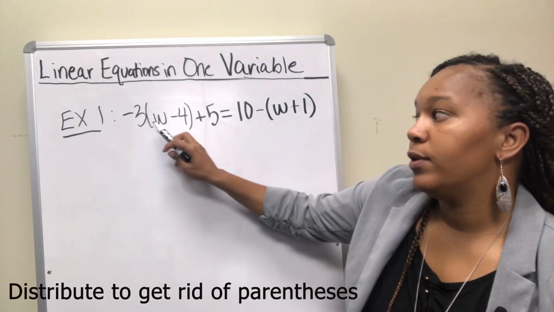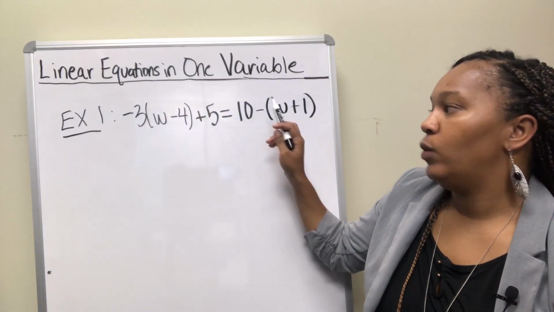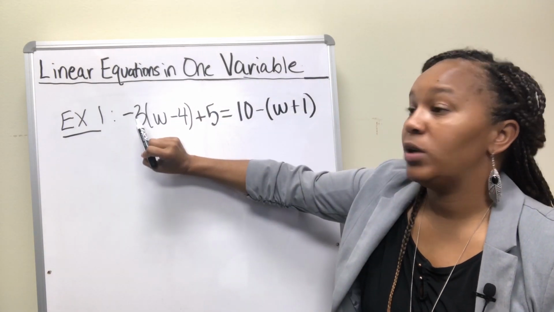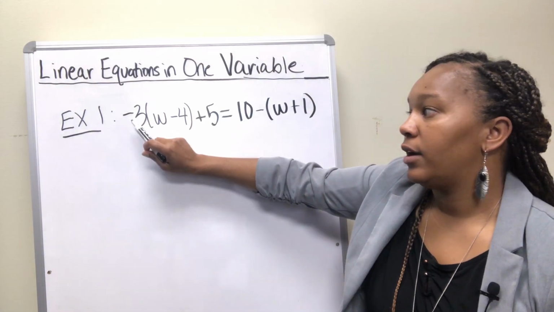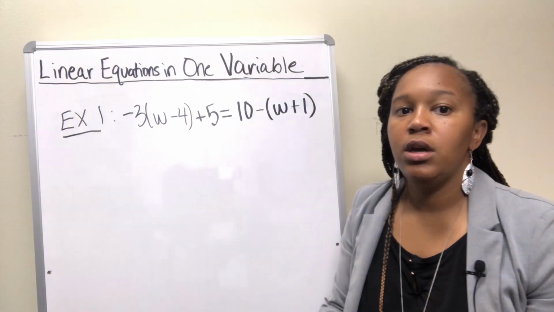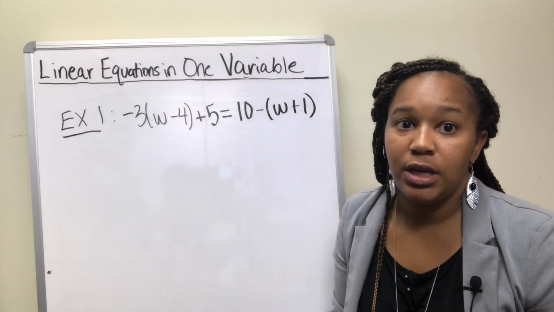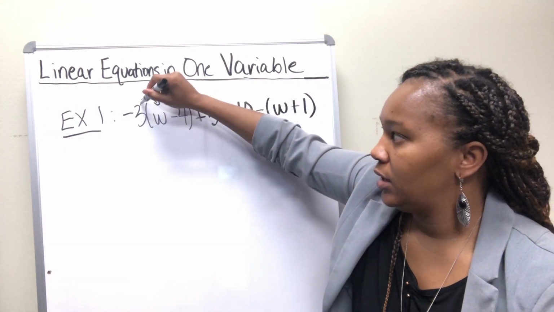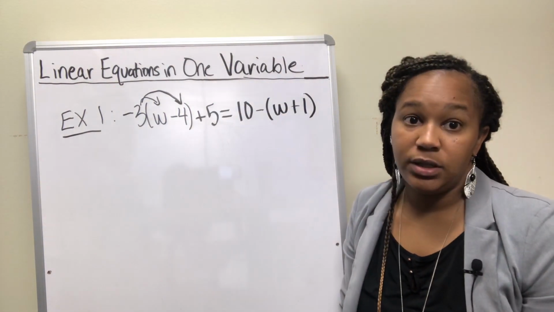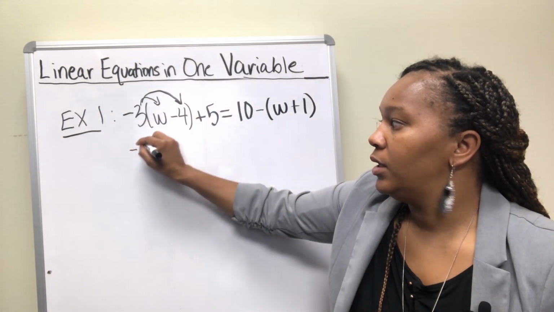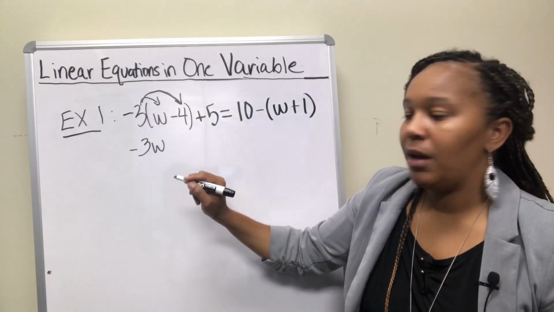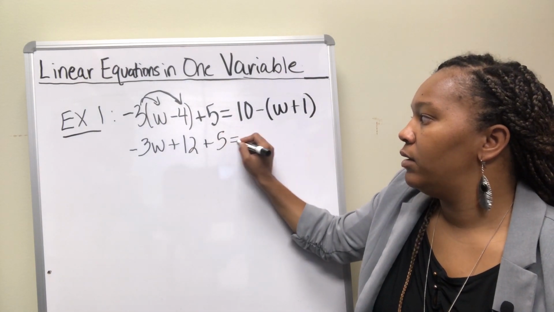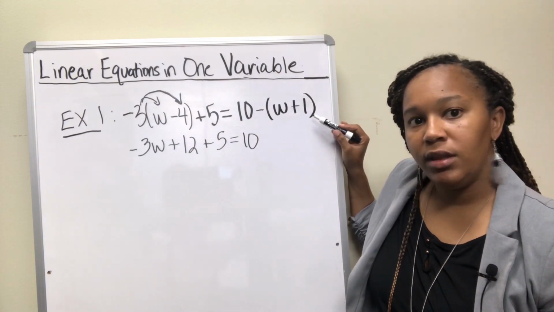So right here we have -3 times (w - 4) + 5 equal to 10 - (w + 1). So we have to get rid of these parentheses by distributing what's in front of the parentheses. So here we have a -3 in front of the parentheses. So we're going to distribute it. Distributing means multiply by everything in the parentheses. So I'm going to take this -3 and multiply it by w, and I'm going to also take this -3 and multiply it by -4. -3 times w is -3w. -3 times -4 is +12. Drop the plus 5, drop the 10, and now I need to get rid of these parentheses.